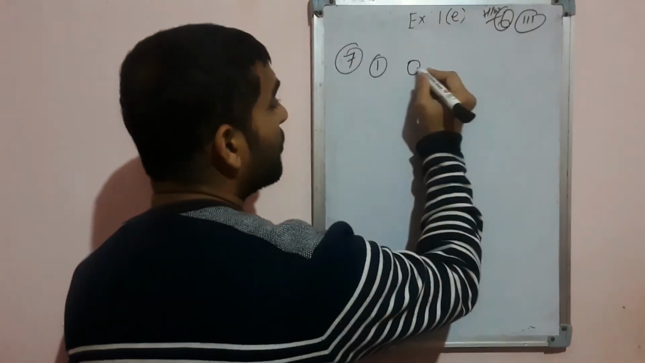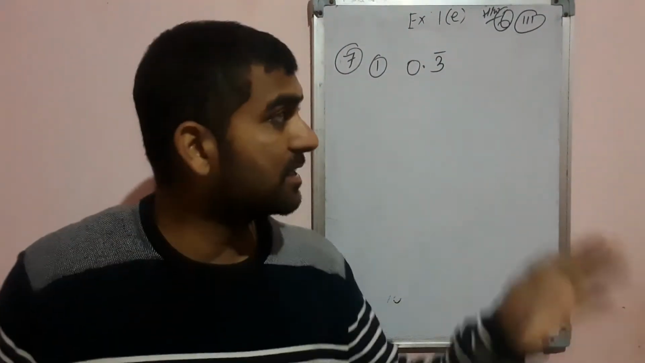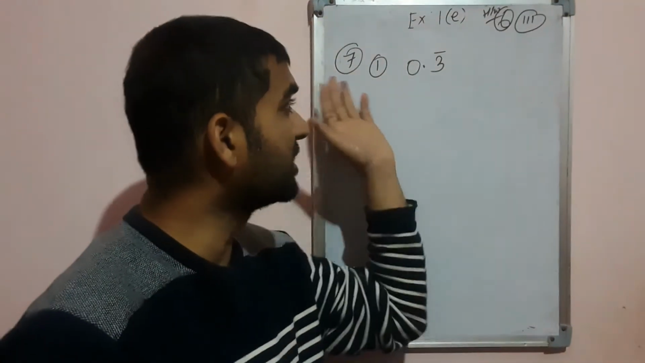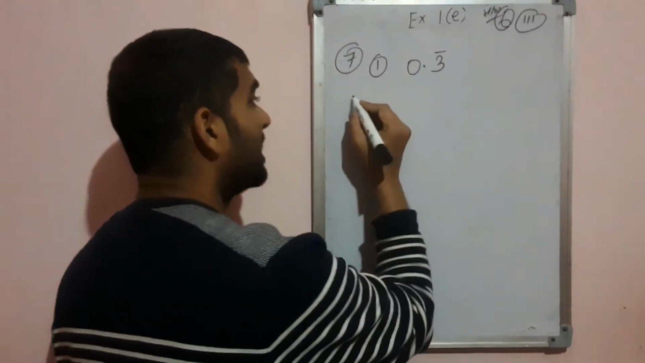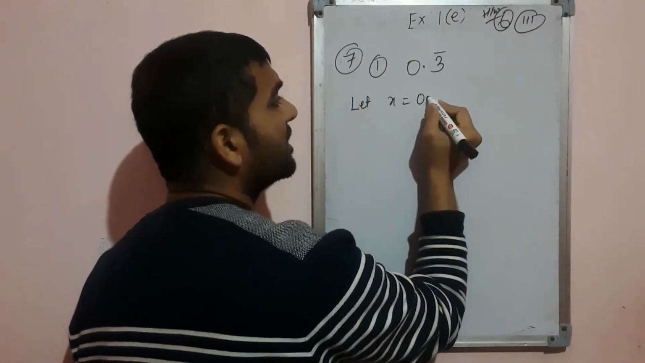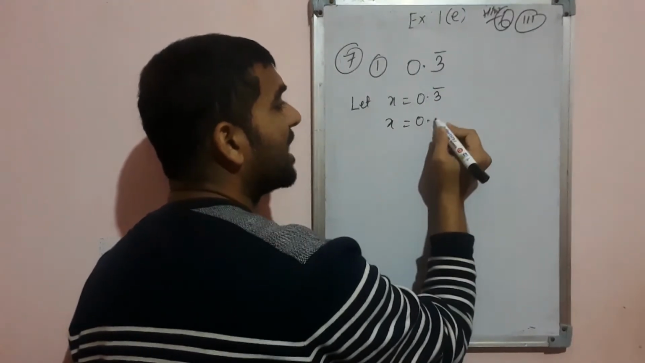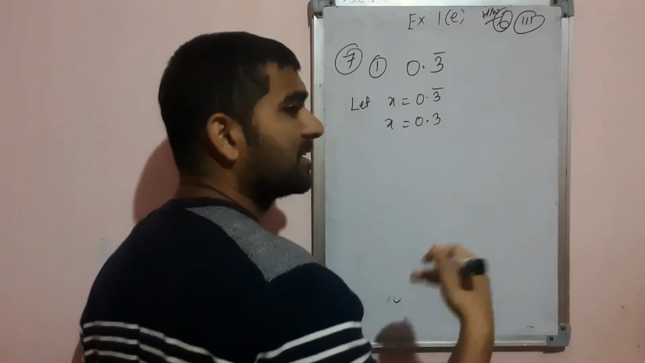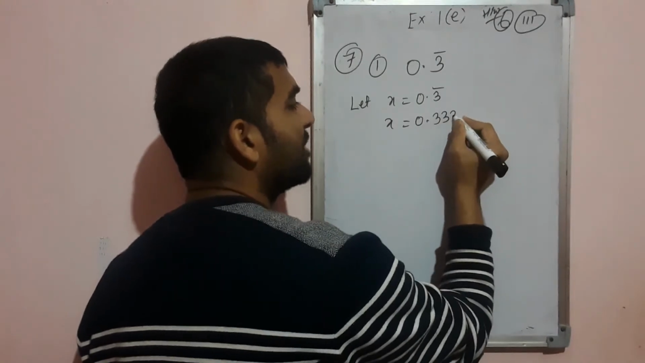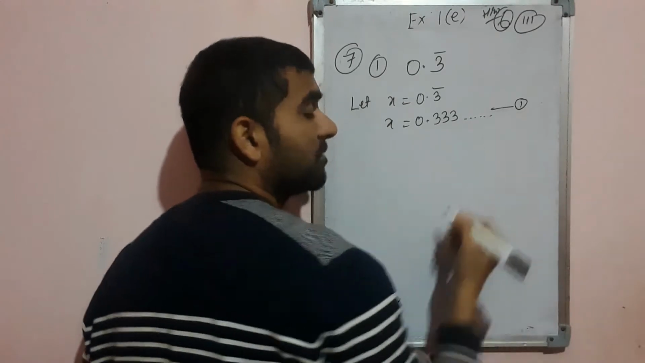0.3 bar. How to solve this? See, 3 bar repeating means it's different from the previous question, right? In the previous question we don't have any number which repeats. So what we will write here: let x equal to 0.3 bar. Next step, you write x equal to 0.333, as many times as you want. I will write just 3 times, 3 3 3 dot dot dot, and take it as equation 1.